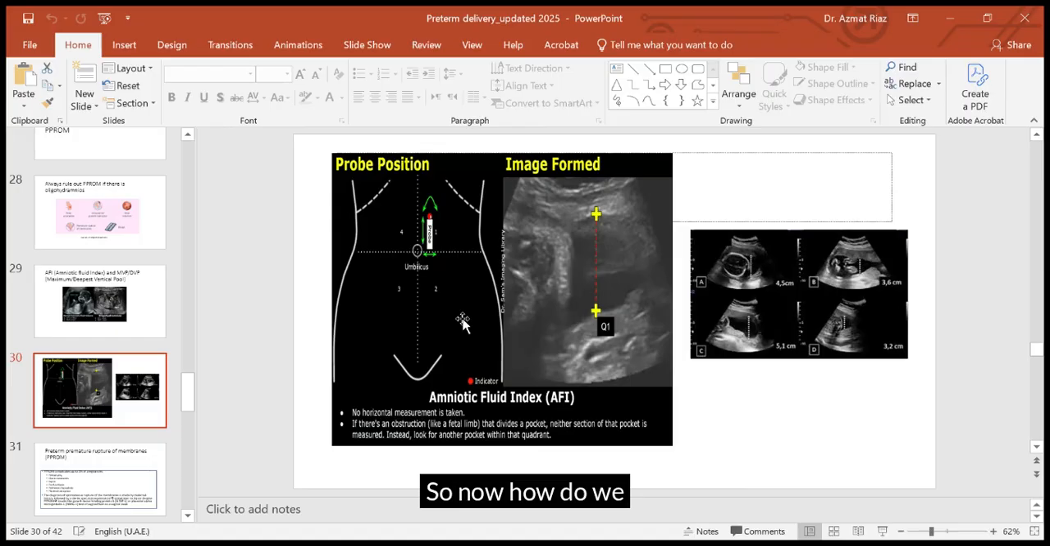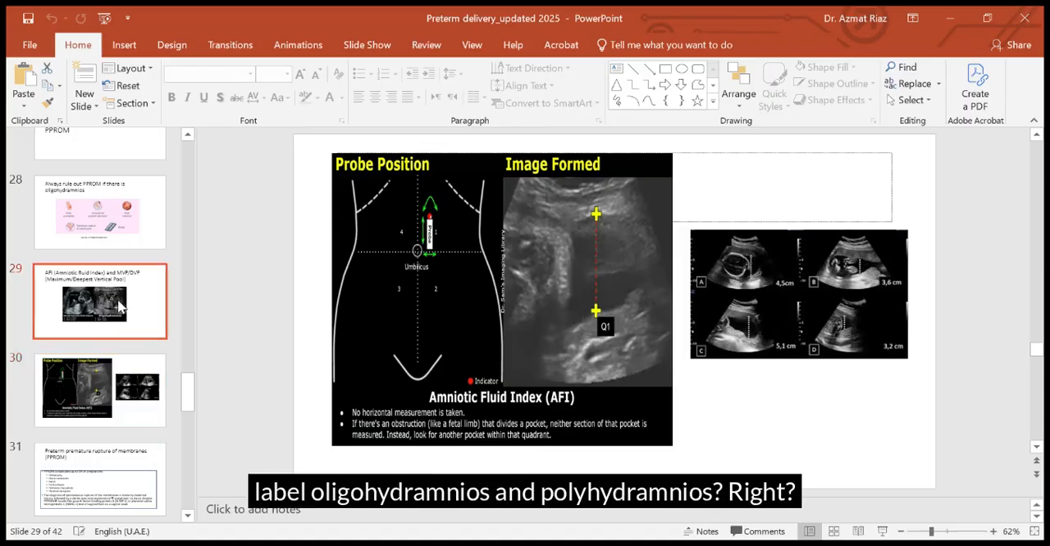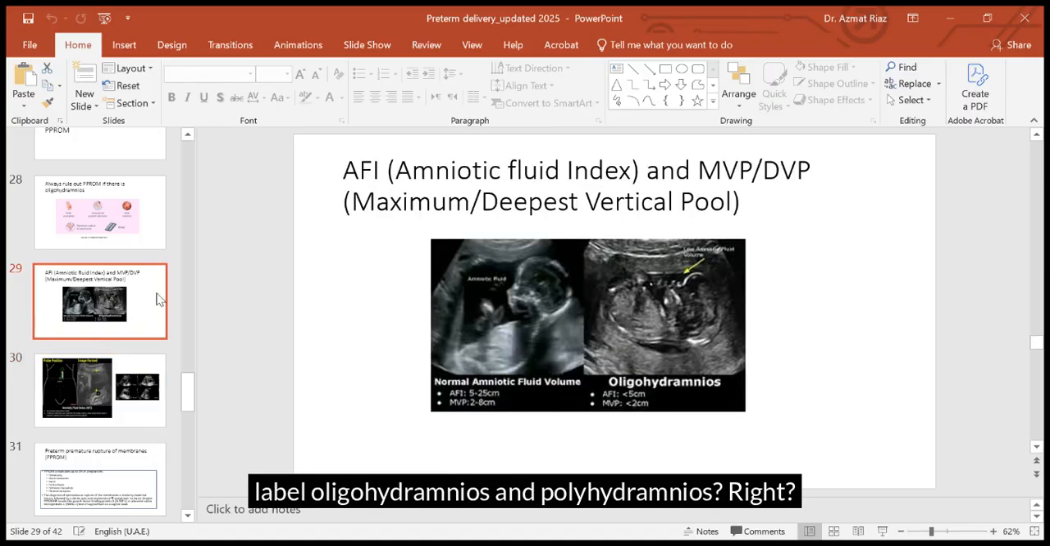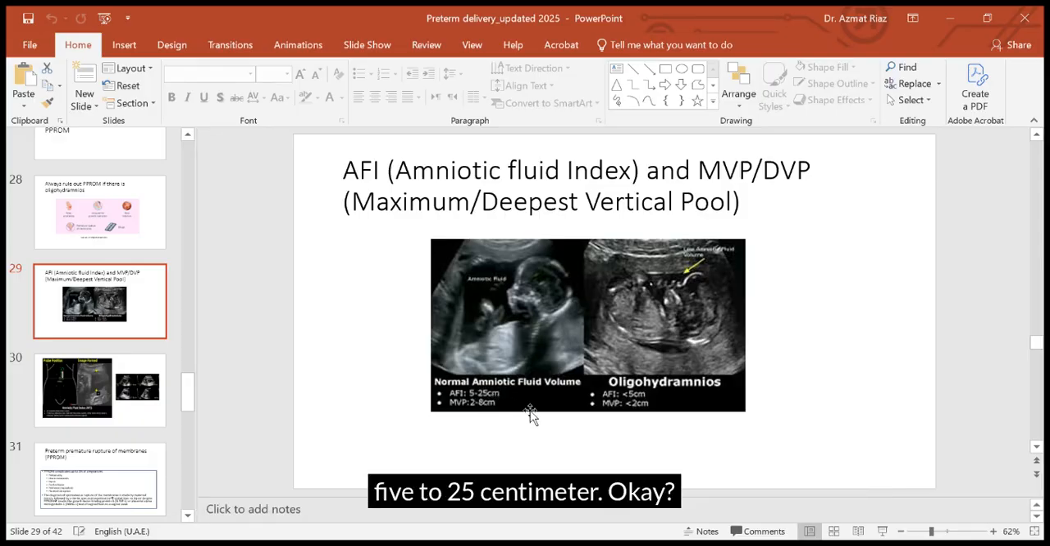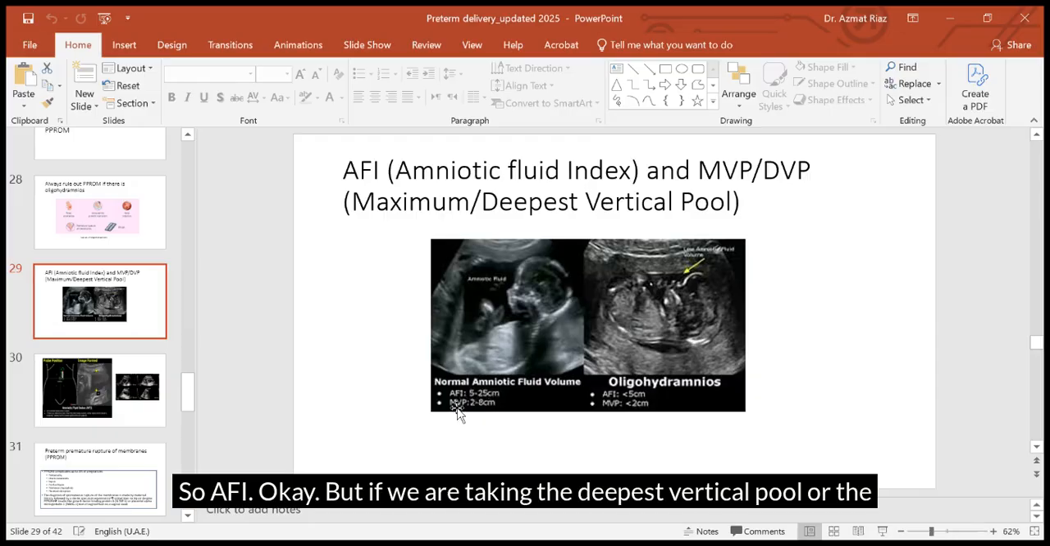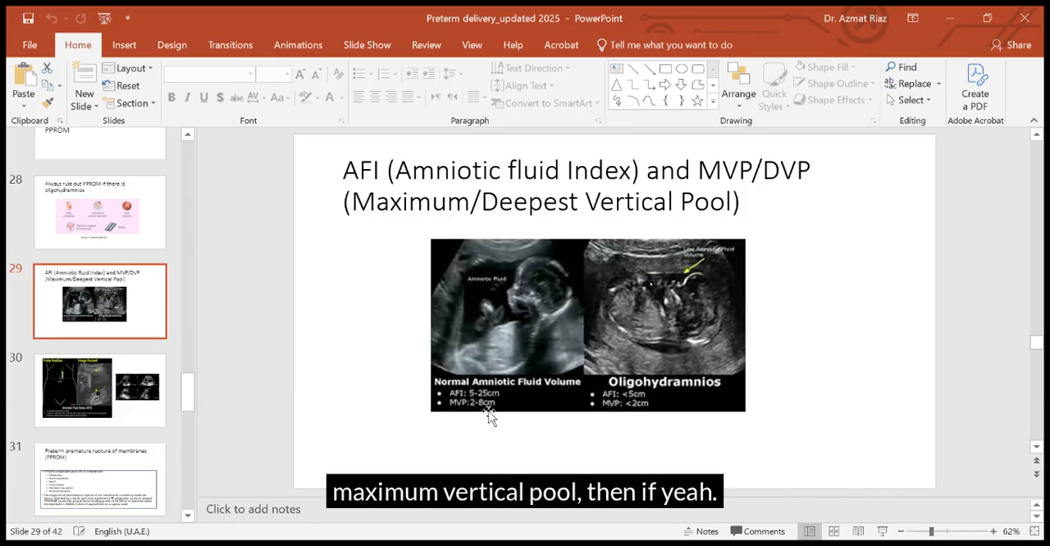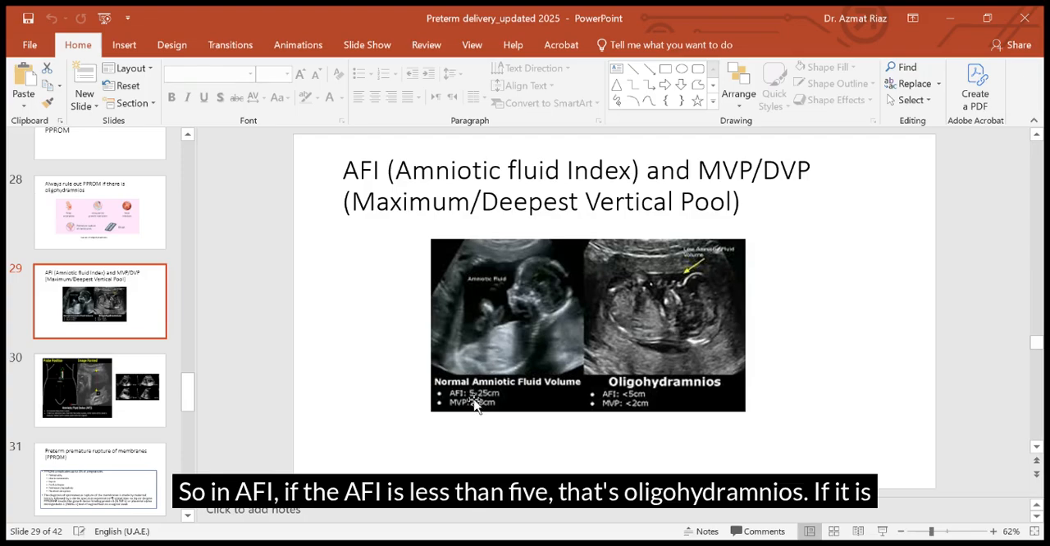Okay. So now how do we label oligohydramnios and polyhydramnios, right? So for normal amniotic fluid volume, the AFI should be between 5 to 25 centimeter. Okay, so AFI. But if we are taking the deepest vertical pool or the maximum vertical pool, then... Yeah, so in AFI, if the AFI is less than 5, that's oligohydramnios.